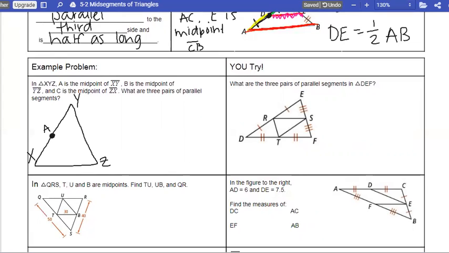B is the midpoint of YZ. So I'm going to draw a halfway point over here that looks very similar to a midpoint. And C is the midpoint of ZY. Oh, here we go, ZY is down here. I'm going to put a dot where I think the middle is and label it C. If you notice here, they just gave us three points. They create a triangle, so I'm going to connect the dots. So now it says, what are three pairs of parallel segments?